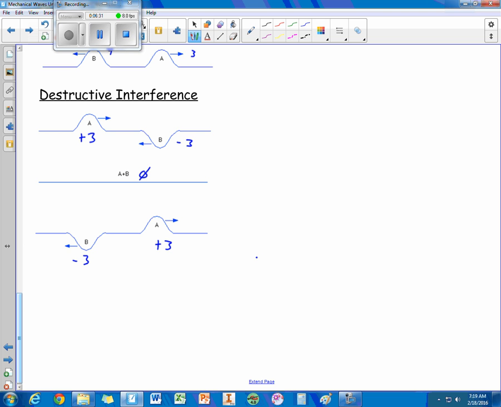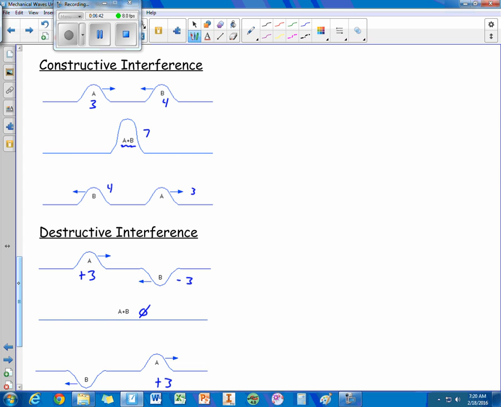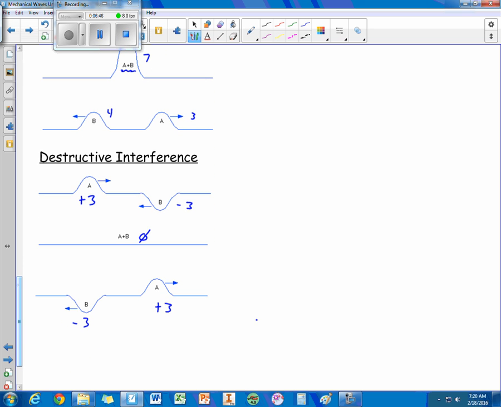If you were to pause the film where it's just a straight line and then play it from there, it's like two waves erupt out of nothing. But we have this constructive and destructive interference. And the destructive interference, this is called complete destructive interference, because A plus B equals 0. It's not always going to be that way.